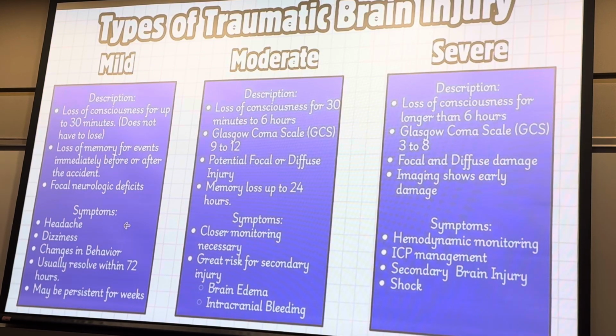So taking the GCS into account, we're looking at types of traumatic brain injuries. We have mild. So loss of consciousness, less than 30 minutes. They don't even have to lose it. If they don't, that's fine. This still might be considered a mild response. GCS is really not involved in this. This is going to be in that mild section, so that 13 to 15 on your GCS.